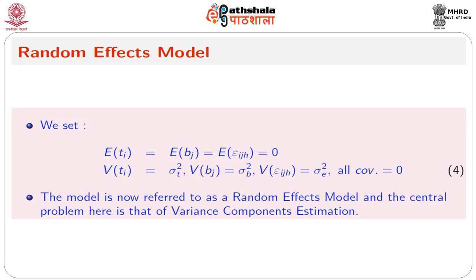So in a way, this model is now referred to as a random effects model, and the central problem is that of estimation of the three variance components: pure error sigma square E, the variance component due to treatment effects variation sigma square T, and that due to the block effects variation sigma square B. It is mainly now called a problem in the context of ANOVA variance components estimation. We are supposed to estimate the three components of variance given the data.